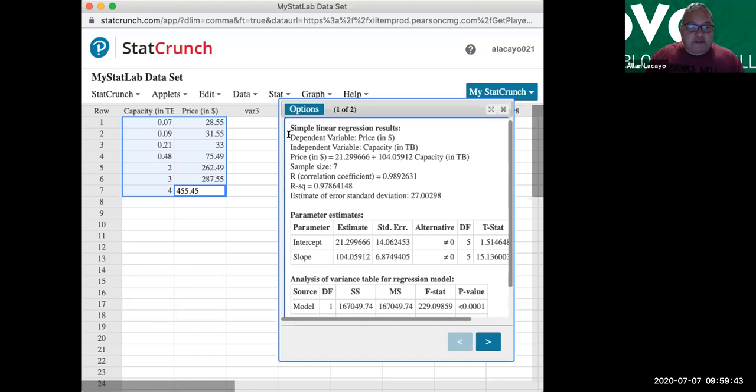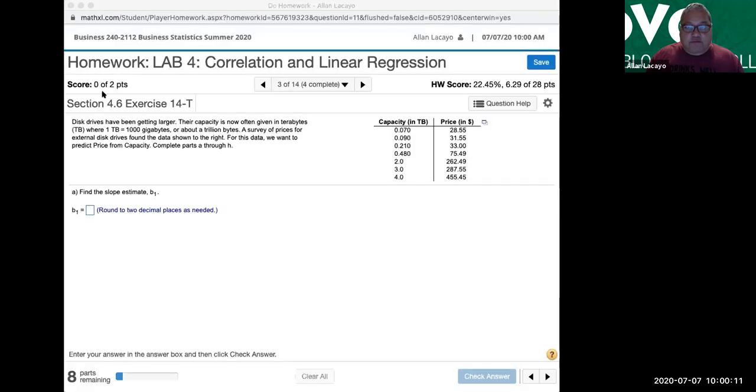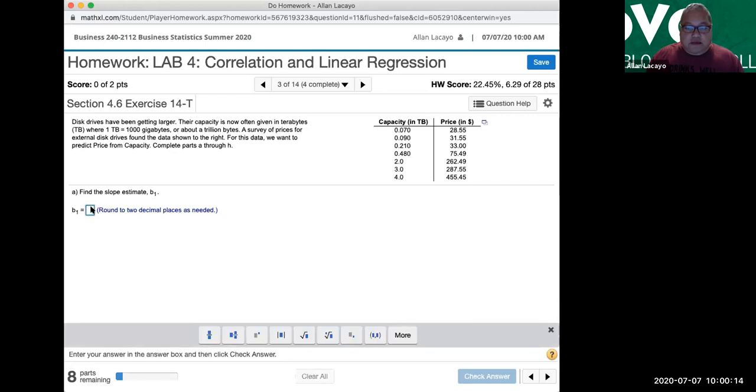And the 7 summary statistics are given to me in the highlighted region, including the slope. The slope here is 104.06. The slope is what connects the X factor to the Y factor, the rise over the run. It tells us how price changes with respect to capacity. So in this case, I go back to the homework problem, and I put in 104.06, to round to 2 decimal places as needed.